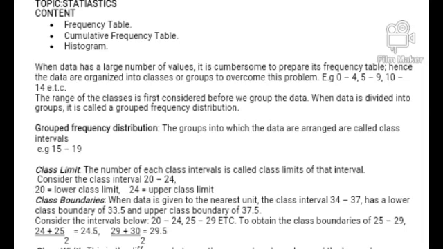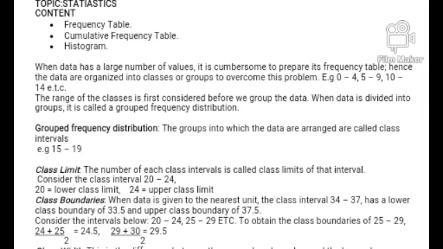The groups into which the data are arranged are called class intervals, example 15 to 19. The numbers at each end of a class interval are called the class limits of that interval. Consider the interval 20 to 24. The lower class limit is 20, while the upper class limit is 24.